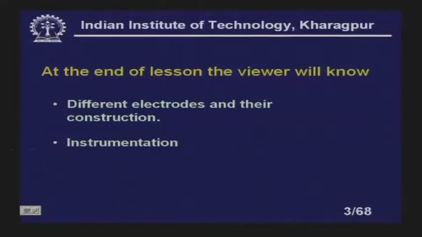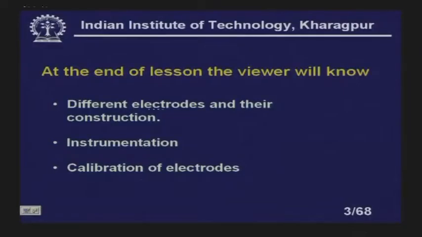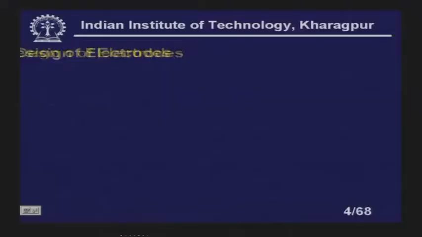Okay, 4 different electrodes, their construction, and the instrumentation necessary, because the current which we will get from the dissolved oxygen is very low. So, what type of precautions we will take, what type of amplifier we will use, all these things will be discussed in this lesson. Then calibration of electrodes, because calibration is most important. We can calibrate it in 3 different conditions, either in partial pressure or dissolved oxygen concentration, and all these things will be discussed in this lesson.